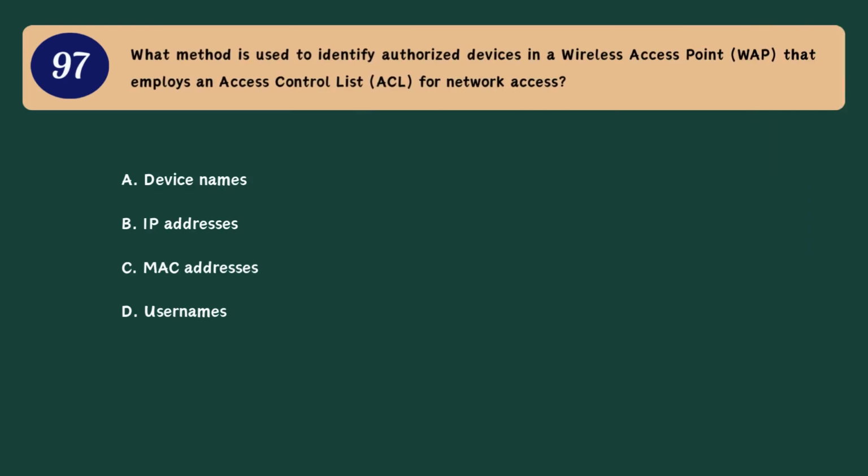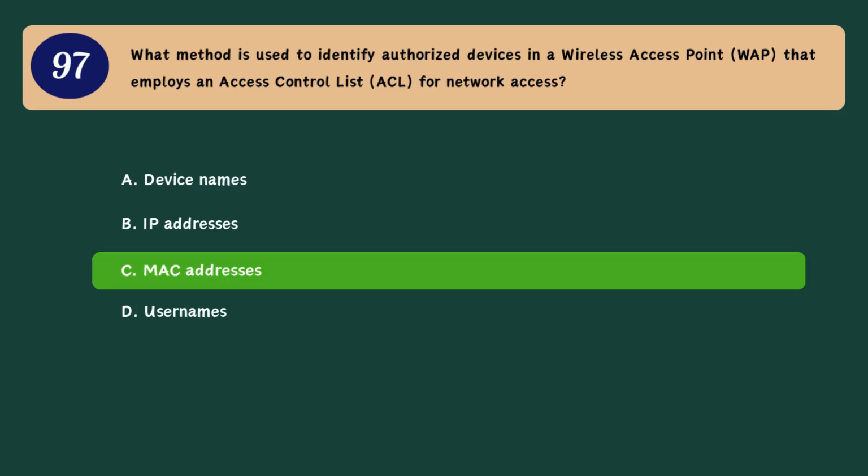Question 97. What method is used to identify authorized devices in a wireless access point that employs an access control list for network access? A. Device names. B. IP addresses. C. MAC addresses. D. Usernames. Correct answer. C. MAC addresses.